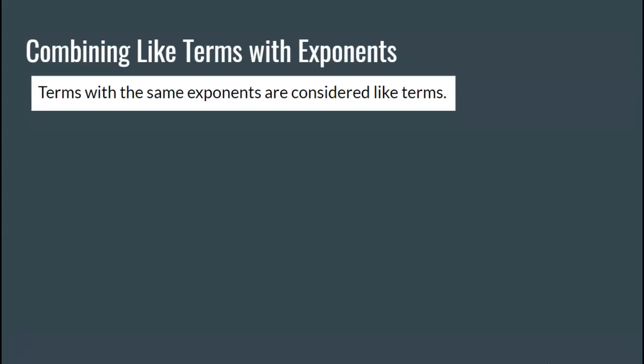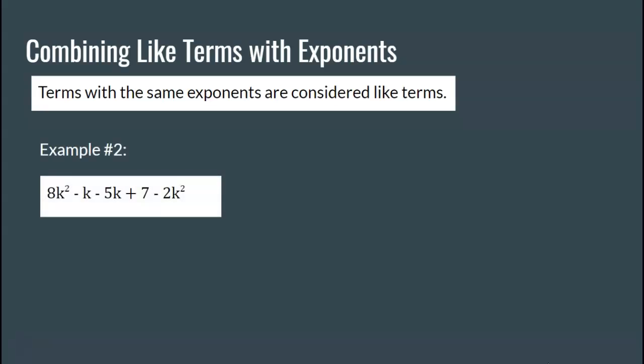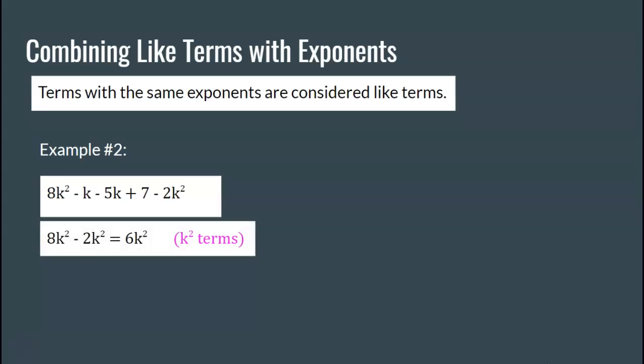Here's another example of combining like terms with exponents. 8k squared minus k minus 5k plus 7 minus 2k squared. First, let's combine the k squared terms. We have 8k squared minus 2k squared. That leaves us with 6k squared.